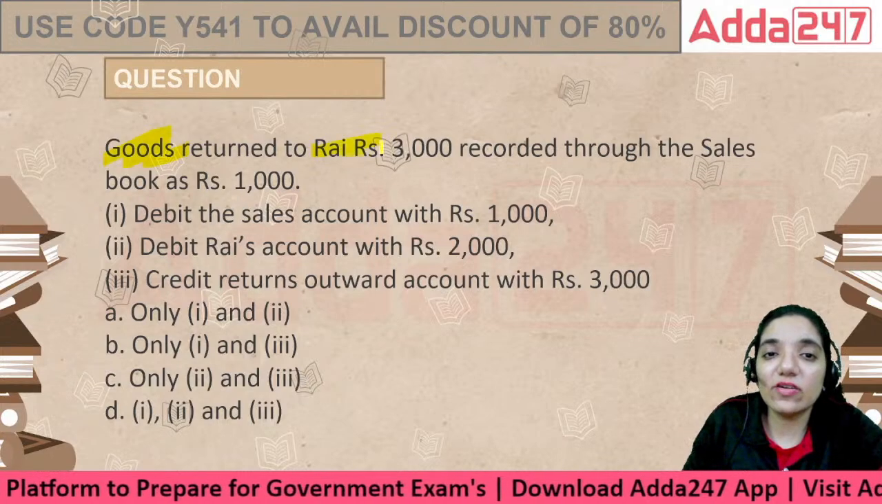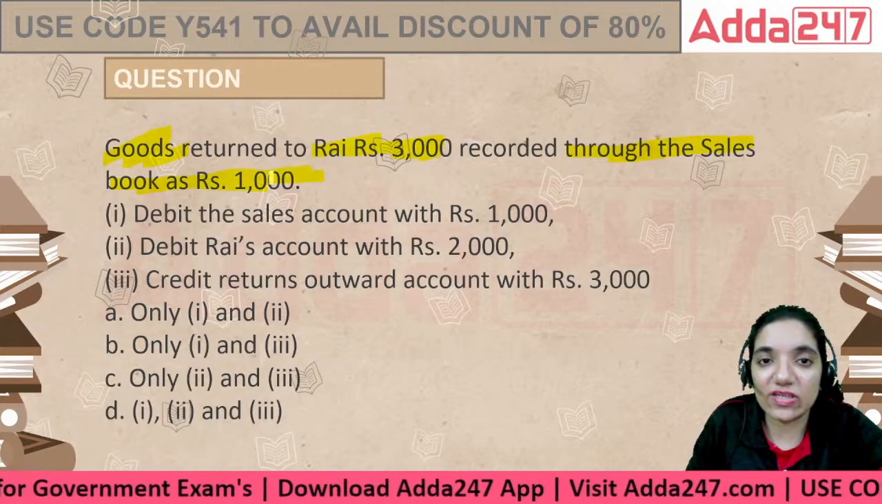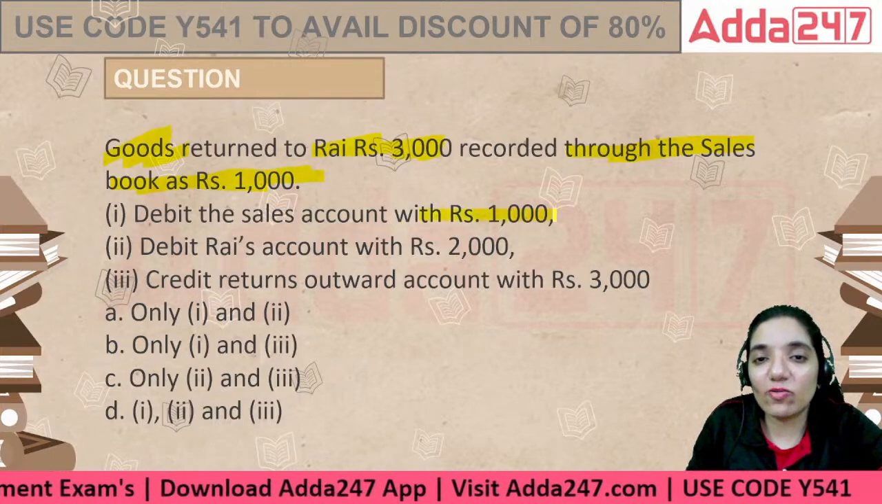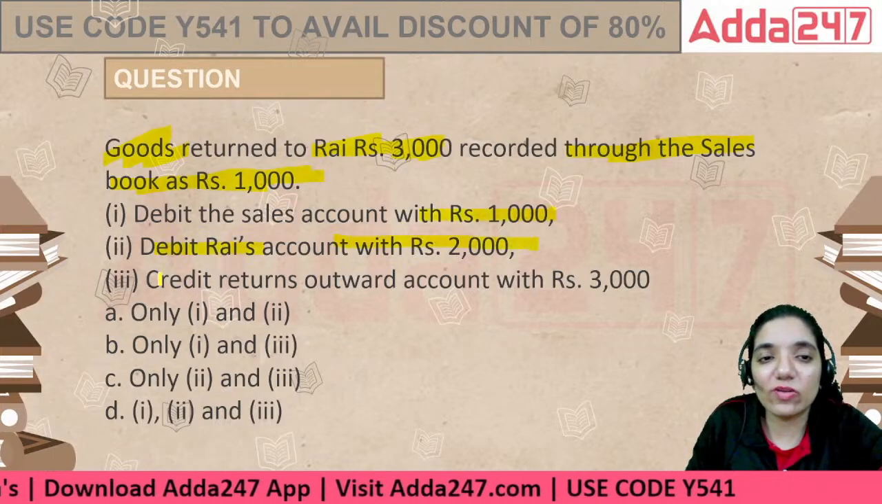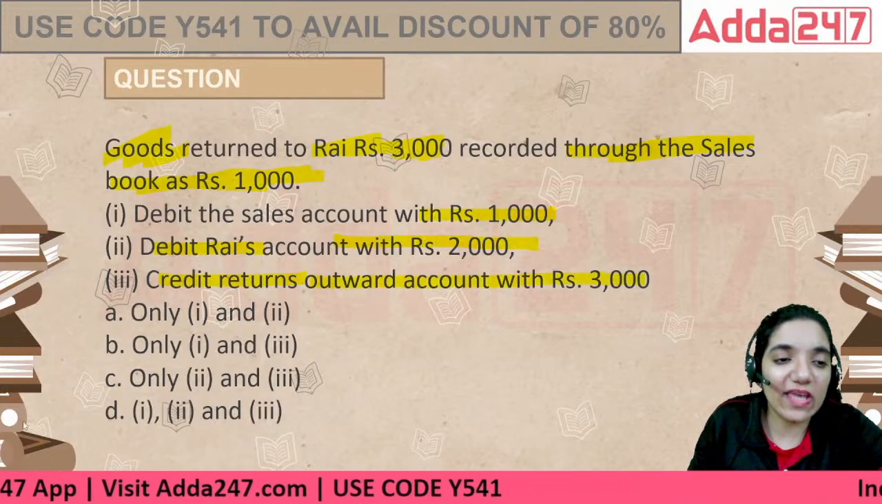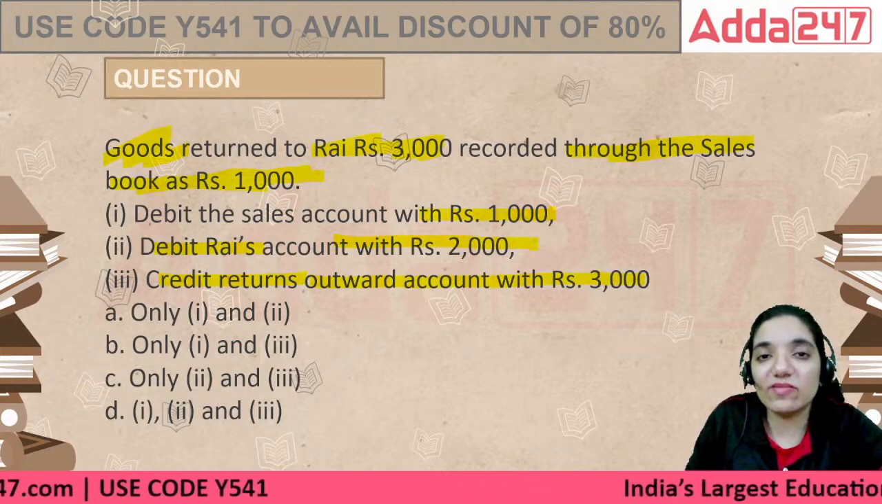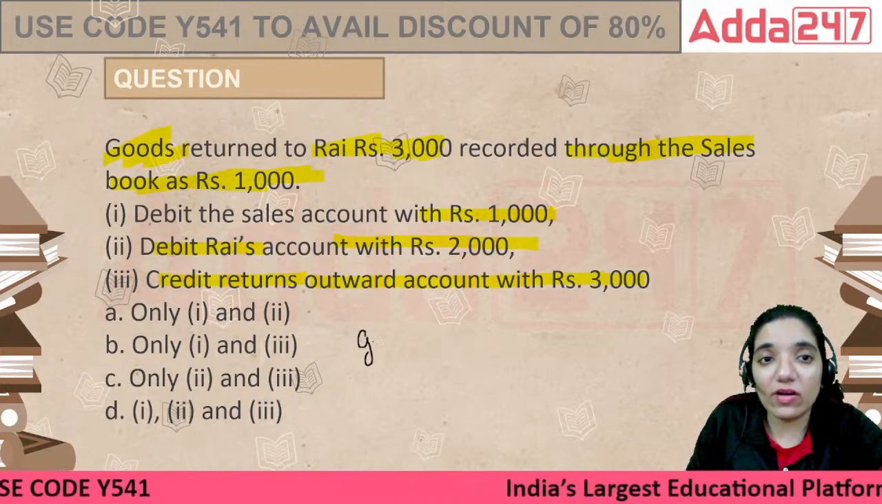Goods returned to RAI, rupees 3000, recorded through the sales book as 1000. Now debit the sales account with 1000, debit RAI account with 2000, credit RAI returns outwards with rupees 3000. How do we calculate this question? First of all, the goods are returned to RAI. That means we have purchased these goods from RAI.